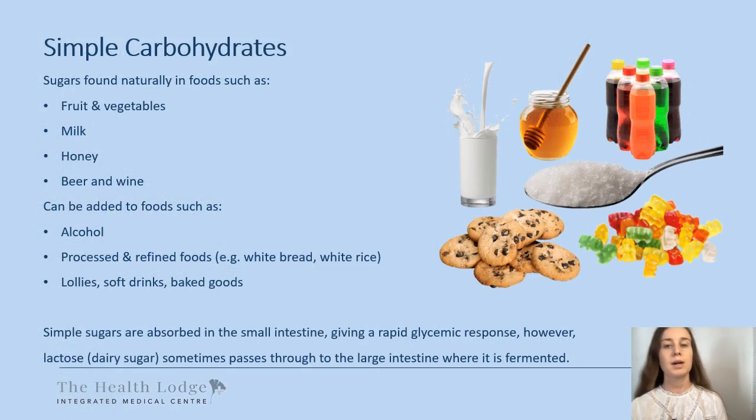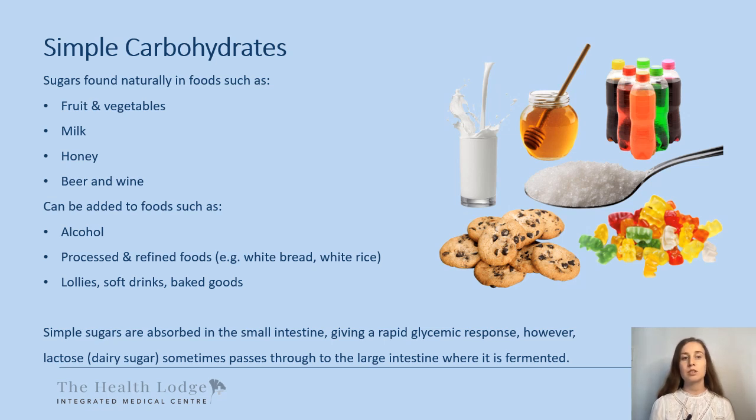So simple carbohydrates can be found naturally in certain foods such as fruit, milk, honey, and beer and wine. These types of sugars are known as your monosaccharides and your disaccharides, so things such as glucose, fructose, and lactose are classic examples here. They can also be added to foods such as alcohol, processed foods, lollies, soft drinks, and baked goods. This is most commonly known as your sucrose, which is also table sugar.